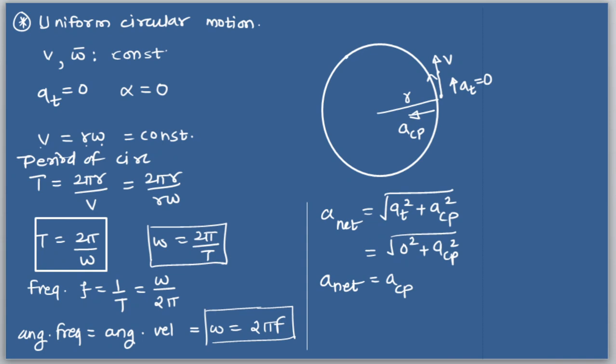So note that uniform circular motion is also an accelerated motion. Don't get tricked by the word uniform. That doesn't mean there is an absence of acceleration. Acceleration is present there. Which acceleration? The radial or centripetal acceleration, which is changing the direction of the velocity. The tangential acceleration is absent.